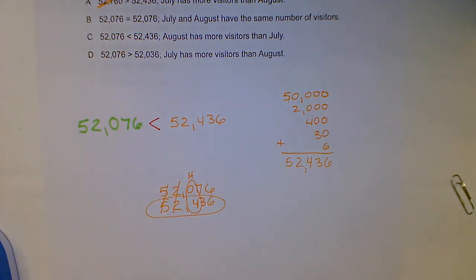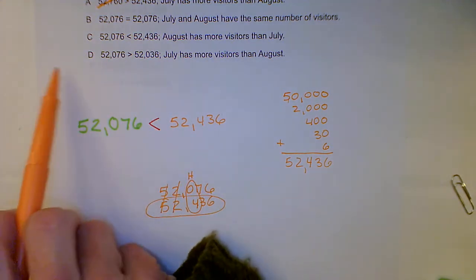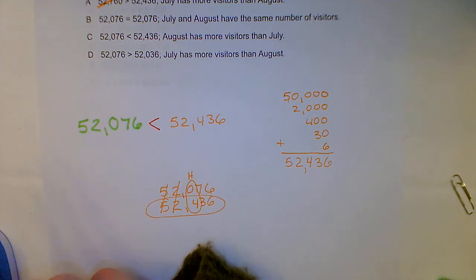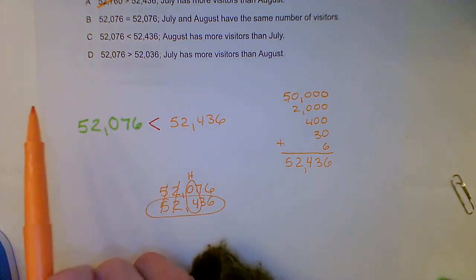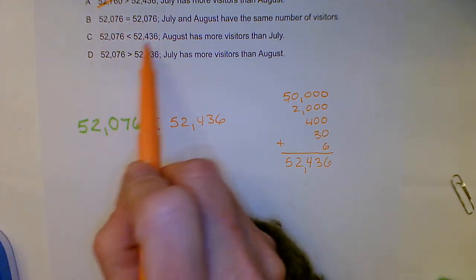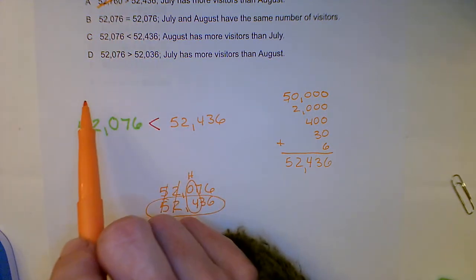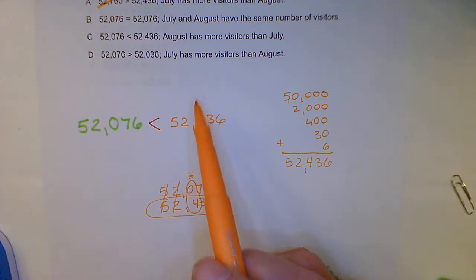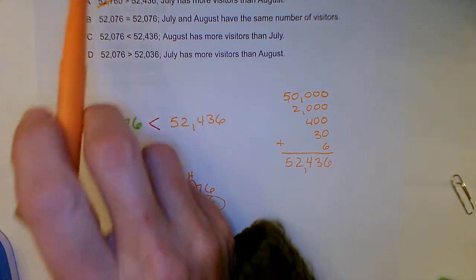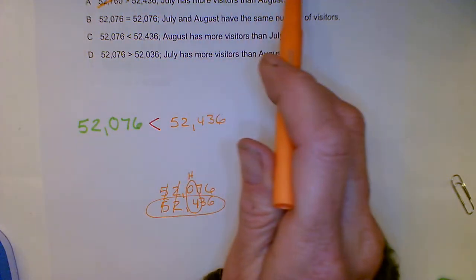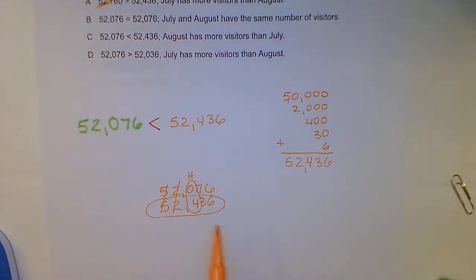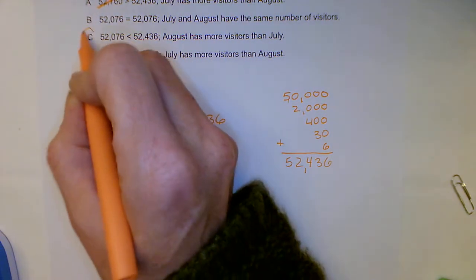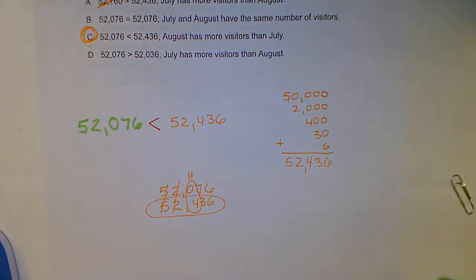So now that we have our own answer, let's go up top and see which one is most like this. And look what I have right here. 52,076 is less than 52,436. That looks amazing. Nothing else looks the same. And then it says, August has more visitors than July. Well, let's see. Was the 52,436 August? And it sure was. You can see that that's what it was. So this is the best answer there.